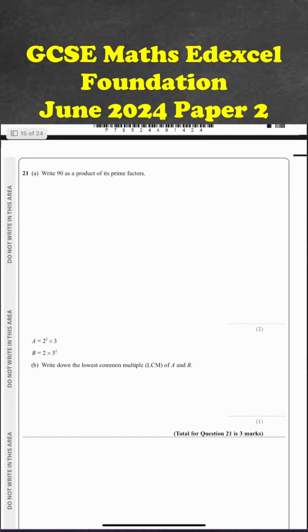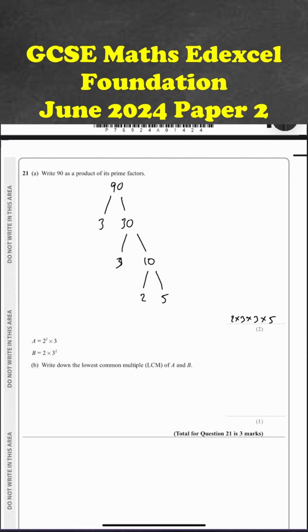Question 21. Write 90 as a product of its prime factors. So 90 at the top. That can go 3 times 30. 3 is prime, so we're done there. This can be 3 times 10. 3 is prime, so we're done there. 10 can be 2 times 5, and 2 and 5 are both prime. So we just have 2 times 3 times 3 times 5.